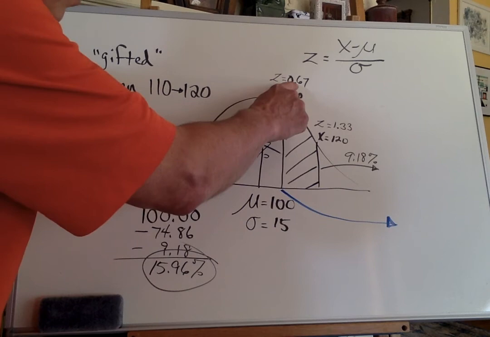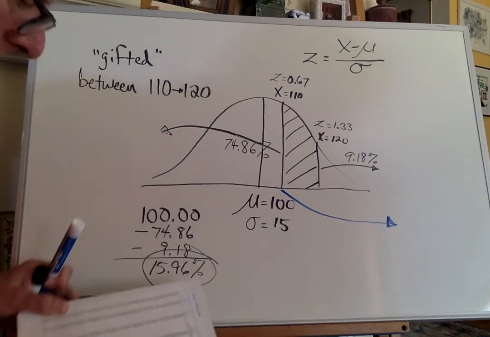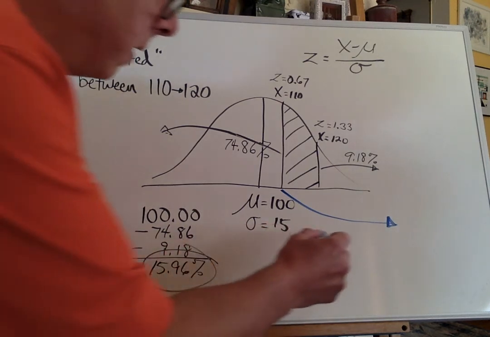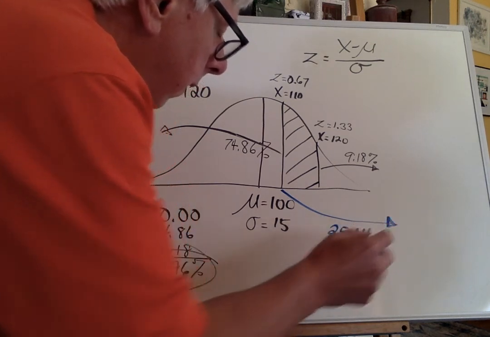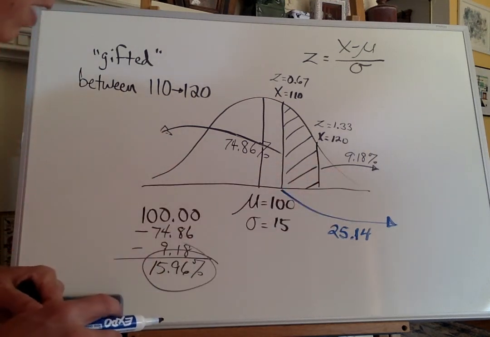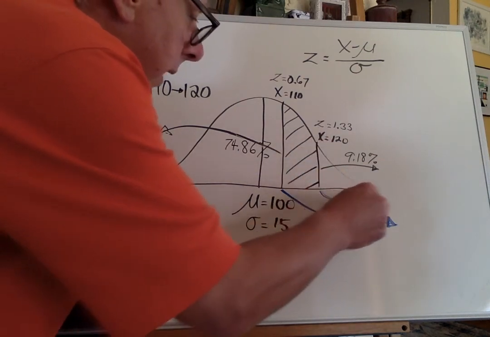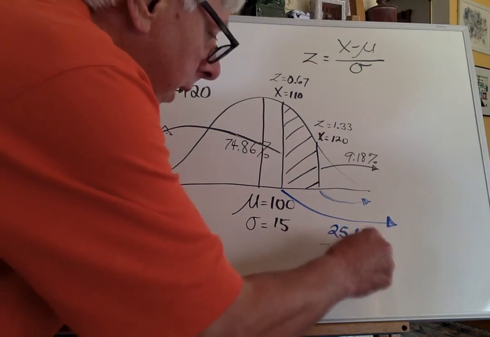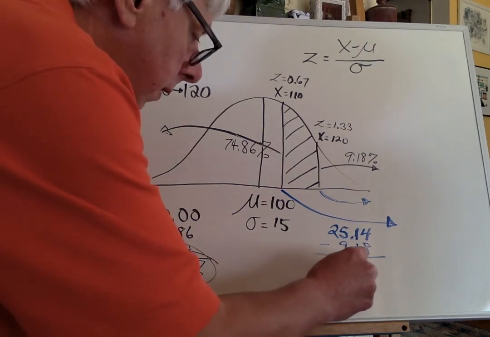Now we have to ask ourselves, what was the tail for 0.67? I'm looking at my book here. The tail for 0.67 was 25.14. Okay, that's what I got here. And then what did you do? Then I took my scissors and I cut here. Well, what you're doing now is getting rid of this smaller tail, which was 9.18. And guess what the answer is? 15.96%.